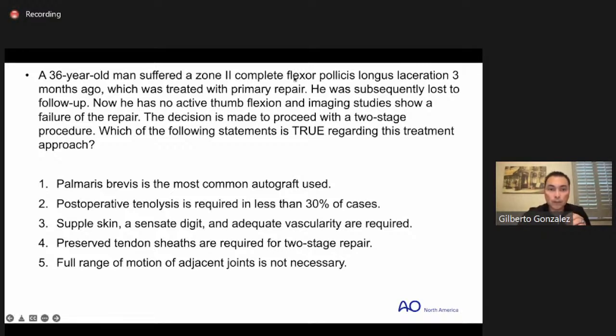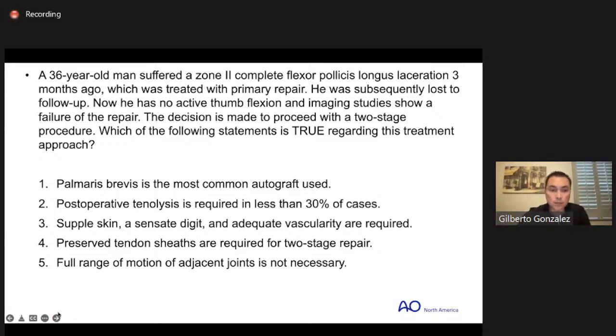Option number 1, palmaris brevis is the most common allograft. Number 2, postoperative tenolysis is required in less than 30%. Number 3, supple skin, sensate digit, and adequate vascularity are necessary for these procedures. Number 4, preserved tendon sheaths are required for the 2-stage reconstruction procedure. And number 5, full range of motion of the adjacent joint is not necessary. So I'm going to go with the next question. Hopefully you chose your answer.